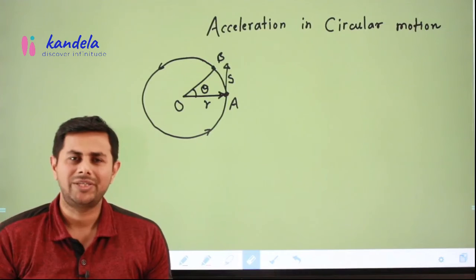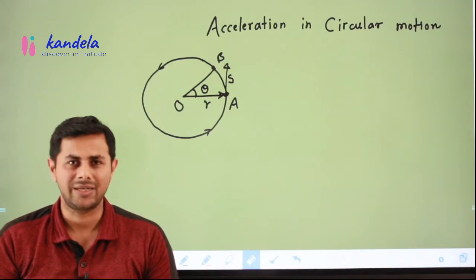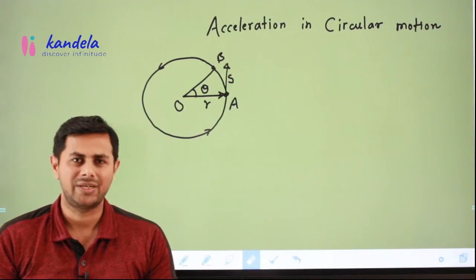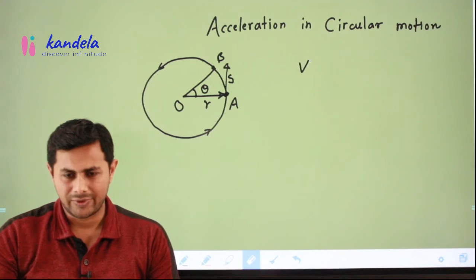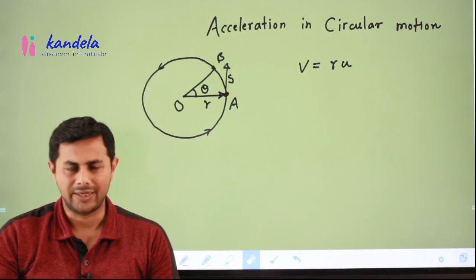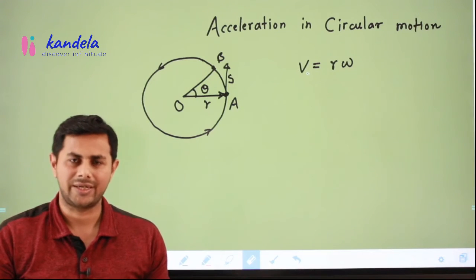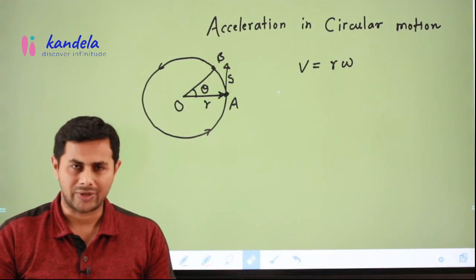Okay, so now let's talk about the total acceleration in circular motion. This time we'll start with the vector relation between the linear velocity and angular velocity. We discussed v is equal to r times omega, right? And what is v, r and omega? In the earlier case, v was the speed of the particle. Now I want to talk about vector quantity.